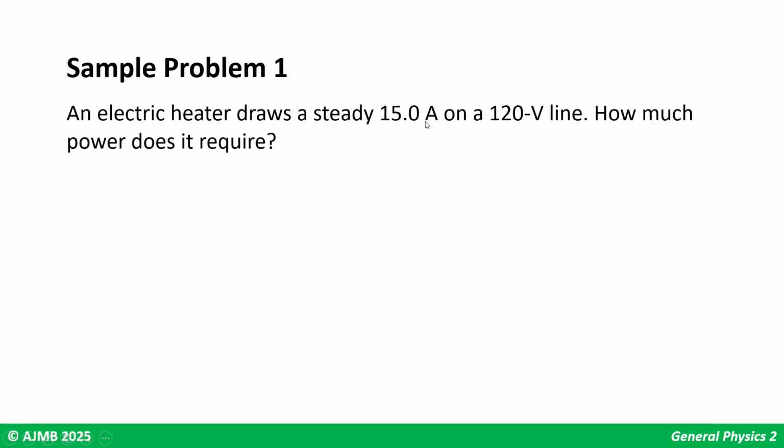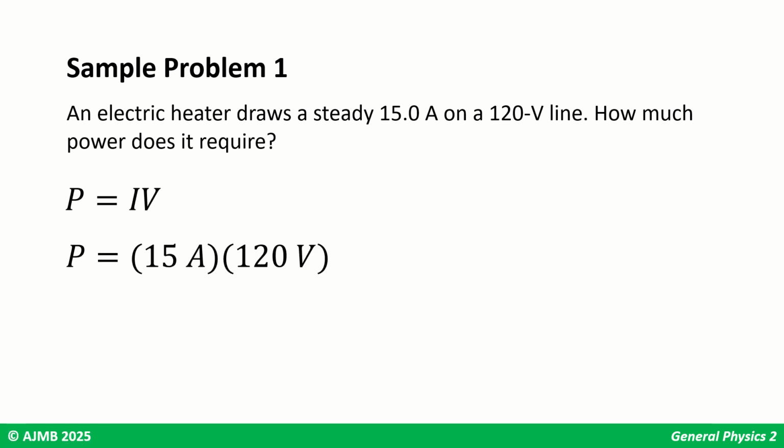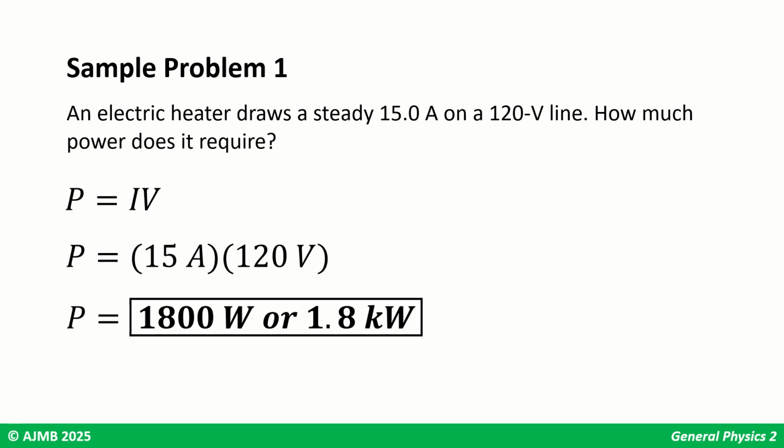Okay, so we are given the current I and voltage V. So we can use the first formula, I guess. P is equal to I times V. Let's just get the product of 15 and 120. That's 1,800 watts. We can always convert our watts into kilowatts. Just divide it by 1,000. So you move the decimal places 3 times to the left and you get 1.8 kilowatts. That is the power requirement of that heater.